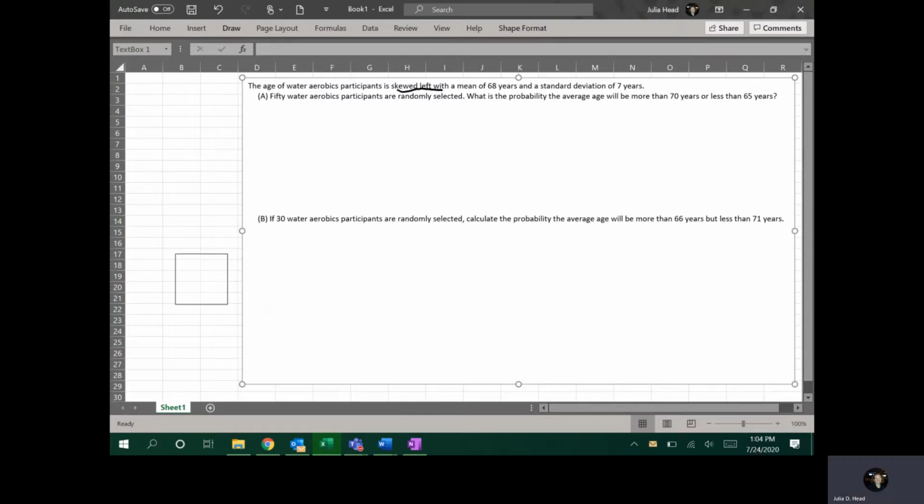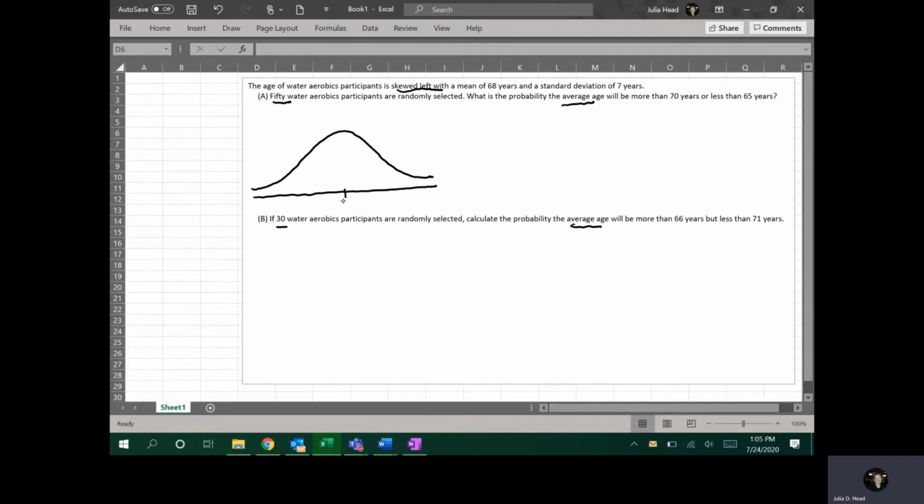But both questions ask about means. What is the probability of the average? And then both questions have n greater than 30. In part A, it's 50, and part B is equal to 30. So in both cases, you can use the central limit theorem and say that the sampling distribution is normally distributed, even though the population, the parent distribution, is not.